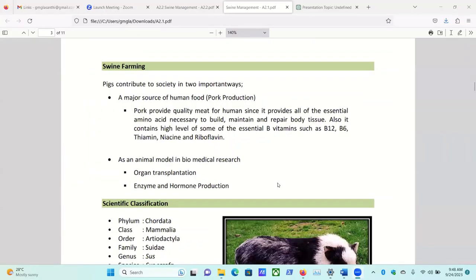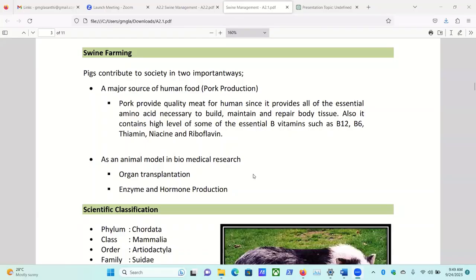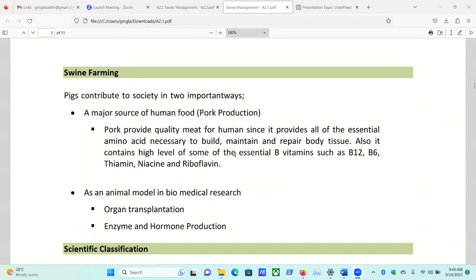First of all, we will discuss the importance of rearing swine. Swine means pig. Now we are going to learn how to rear pigs. You all know we obtain pork from pigs. So let's discuss swine farming.